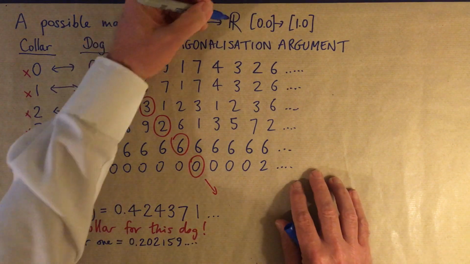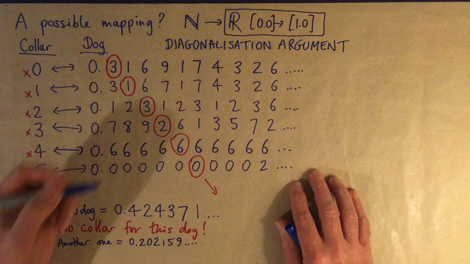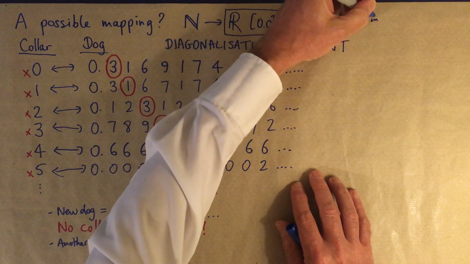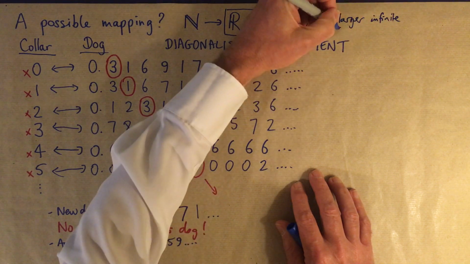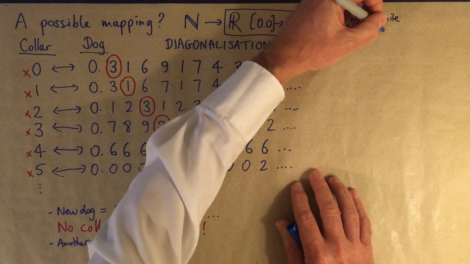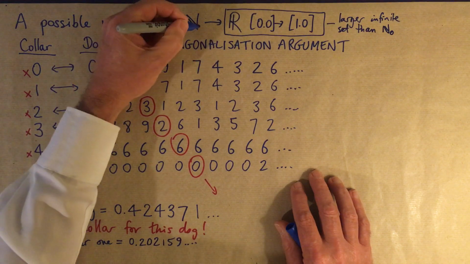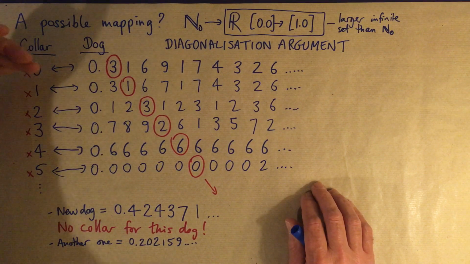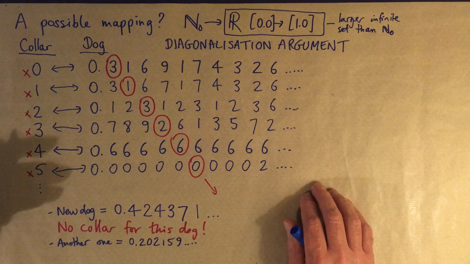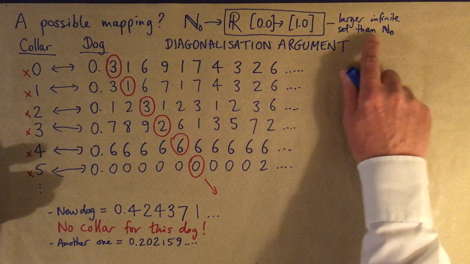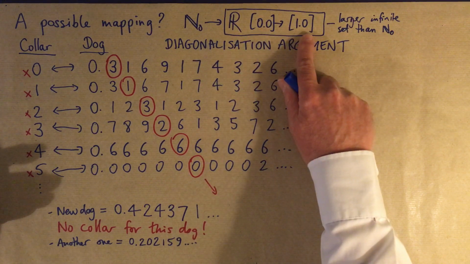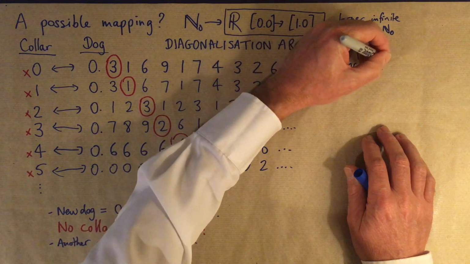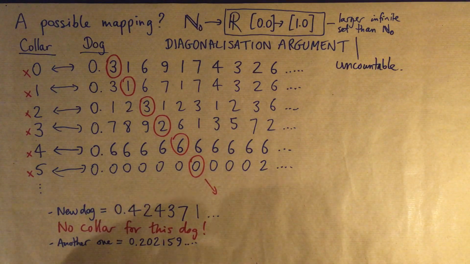And what that shows you is that this interval here is a larger infinite set than n0. We call n0 a countable infinite set. It's not a very good name, but it basically means that you can start listing the elements. Listable would be better. Whereas the larger infinite set here, R between 0 and 1, is called an uncountable set. Uncountable. And we're going to be hearing more of that term later.